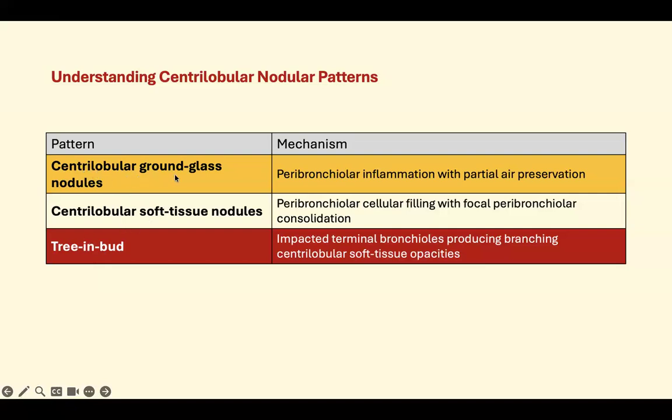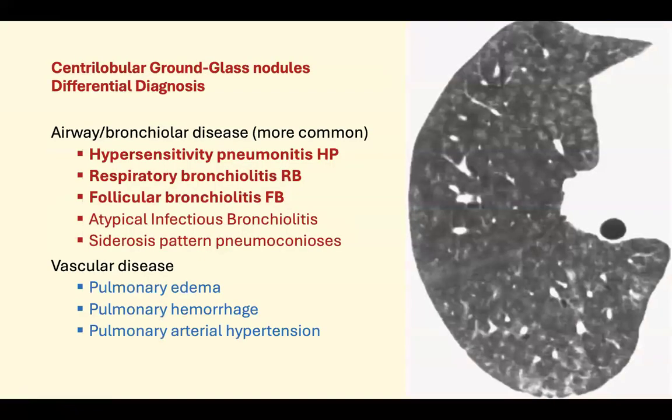Can centrilobular ground glass nodules show tree in bud? Yes, in one case only, which is follicular bronchiolitis. Otherwise, if you see ground glass opacities, centrilobular ground glass opacity or nodules, they are not branching. They are not showing tree in bud. There is one exception, which is follicular bronchiolitis, and these are the differentials for the centrilobular ground glass nodules.